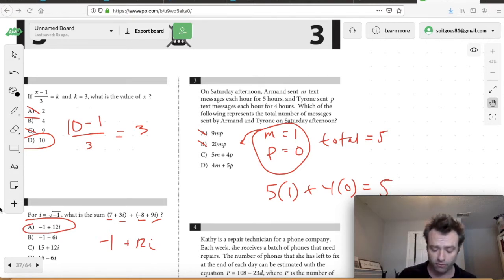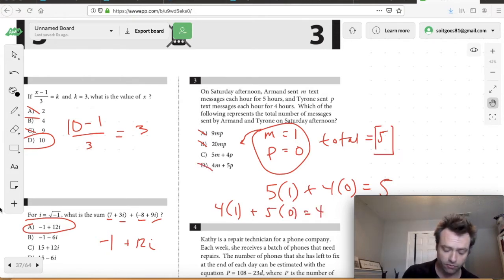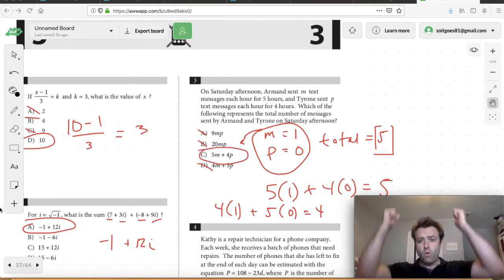And then look at answer choice D. I'll plug in my M and P values for that. So we get 4 times 1 plus 5 times 0, which is going to be 4, not 5, and we know the total has to give us 5. So we know it's not answer choice D. We can confirm it is indeed answer choice C. Woo!